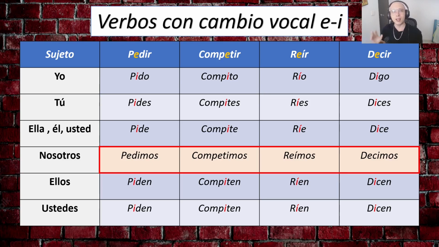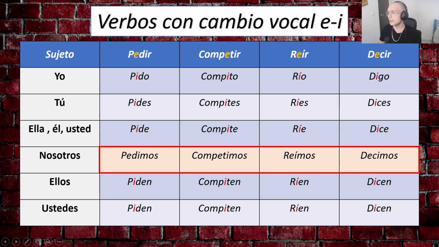The second verb is competir. So let's repeat. Competir. Competir means to compete, like in a match, like in a contest, etc. The third verb is reír. Let's repeat. Reír. And reír means to laugh. And the fourth verb would be decir. Let's repeat that again. Decir. And decir in Spanish can mean to say or to tell someone something.